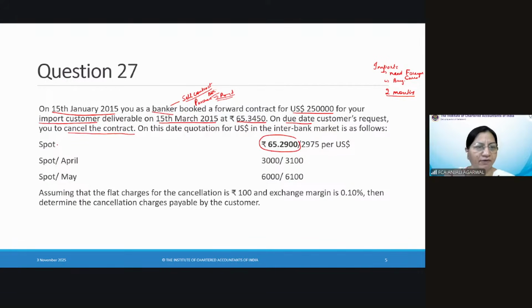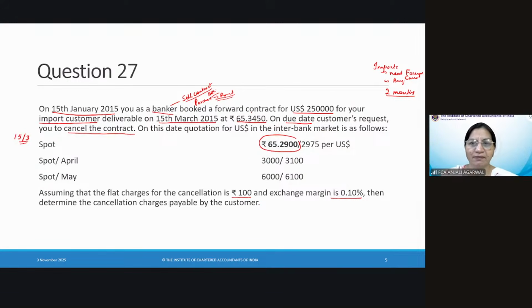These rates are given for 15th March. He is not asking for any extension for April or May, so those are not applicable for us. Okay. So on this date, the quotation is as follows. Assuming that there is a flat charge for cancellation of $100, as well as an exchange margin of 0.10%. How much would be the cancellation charges payable by the customer? I hope the question is clear.